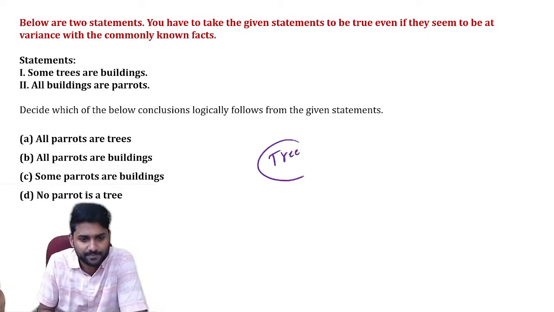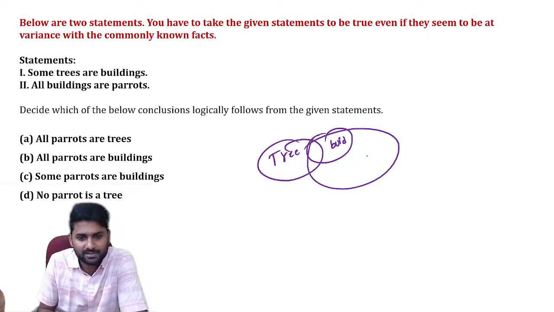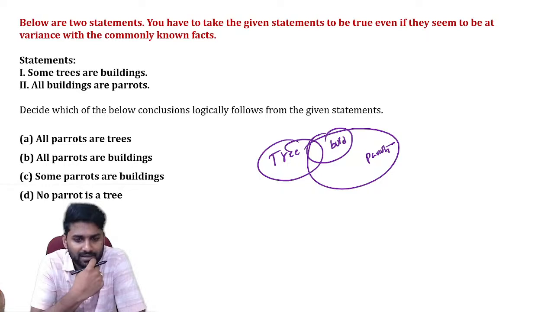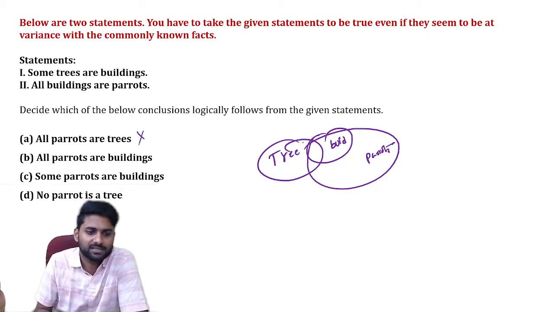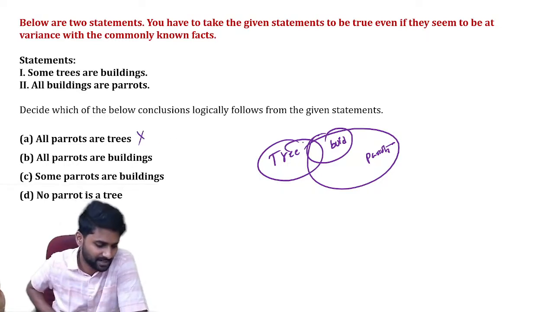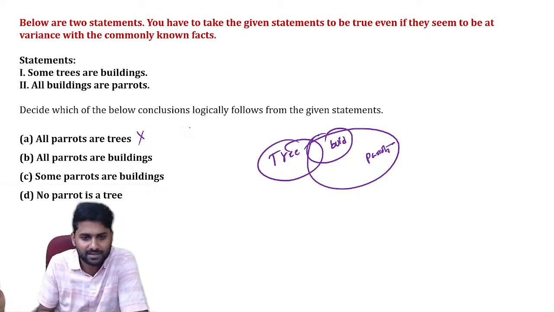Next, again, a question from syllogism. Some trees are buildings. All buildings are parrots. So all parrots are trees: wrong. We can say that some trees are parrots and some parrots are trees. All parrots are buildings is also wrong. Some parrots are buildings is correct. Some parrots are buildings is absolutely right. So C is the correct answer.